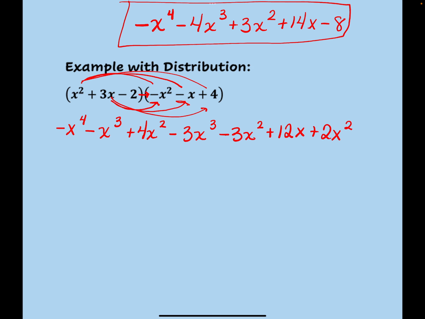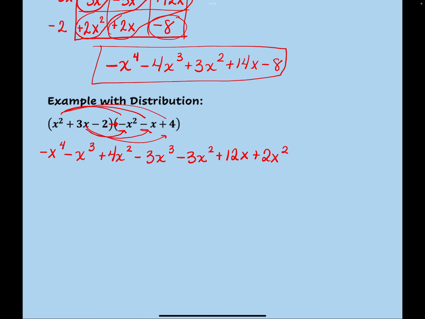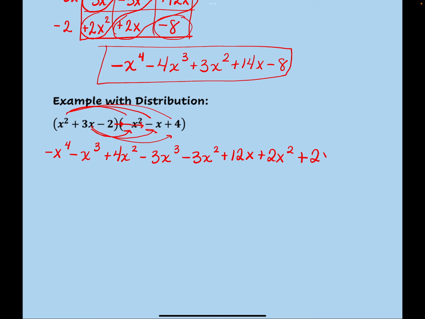Zoom out just a tad here. And then, negative 2 times negative x gives me positive 2x. And then negative 2 times positive 4 gives me negative 8. Okay, so we have 9 terms written here. We got to go gather them up.